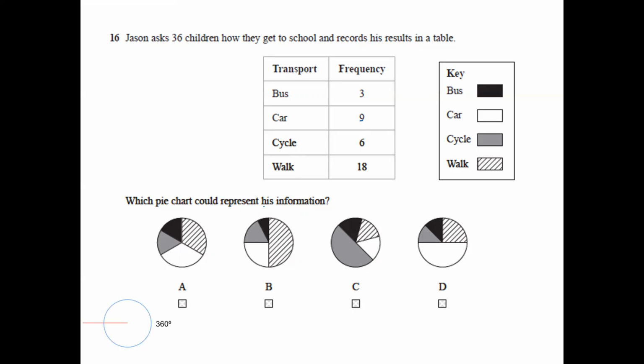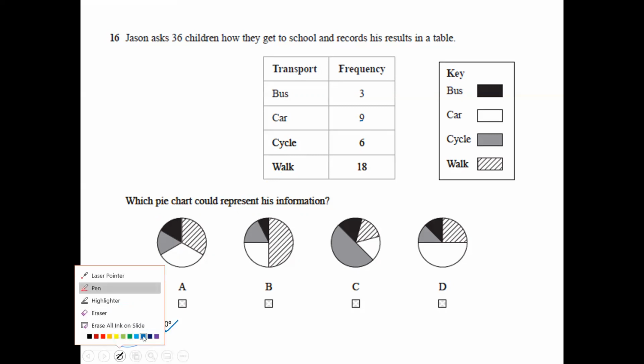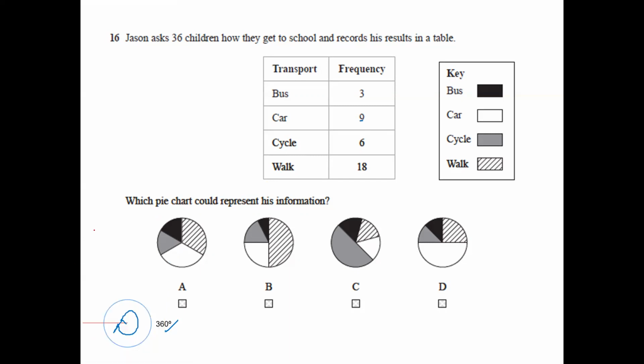In this, the first thing you have to know is that if you take a circle, the angle around a point is 360 degrees. Angle around a point is 360 degrees. That is what you should know when you are drawing a pie chart. Now we'll start to find the angle. Now we'll see how many degrees represent the children who come by bus.